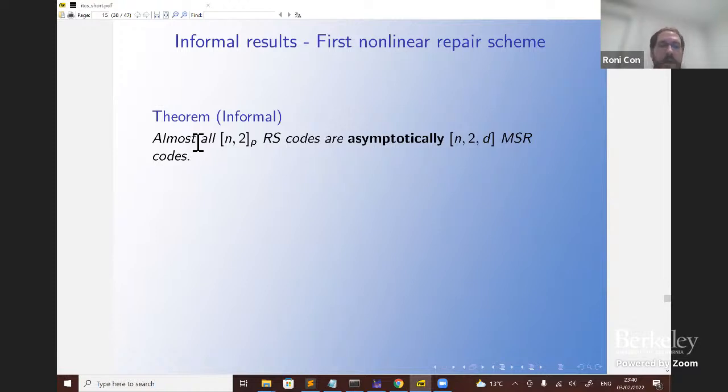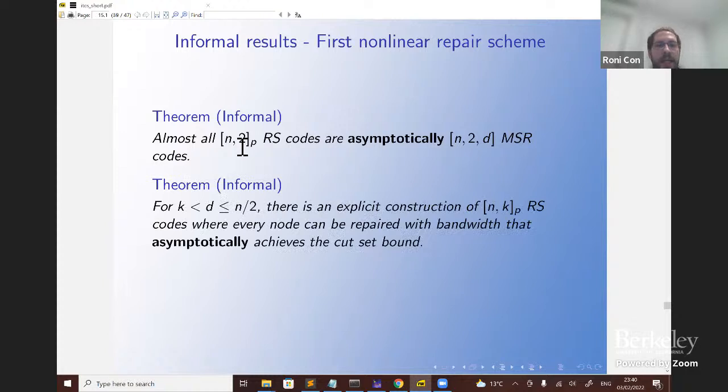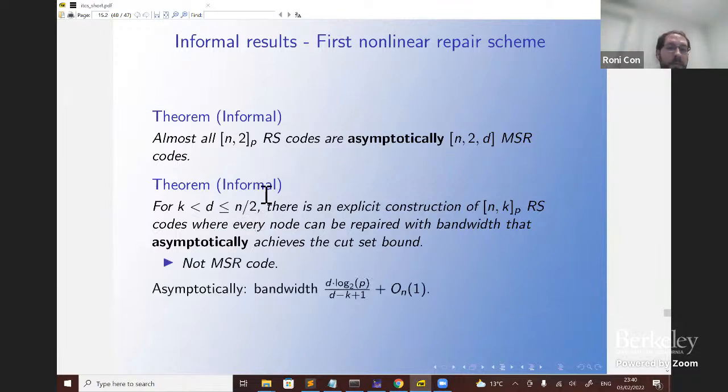I'm going to describe two theorems. The first one is that almost all two-dimensional Reed-Solomon codes over prime fields are asymptotically MSR codes, and I'll say in a second what asymptotically means here. Another theorem is a construction of Reed-Solomon codes, not for every regime of parameters, but only for k and d up to n over 2. We show a construction where any node can be repaired using bandwidth that asymptotically achieves the cut-set bound. And we know that this construction is not an MSR code.